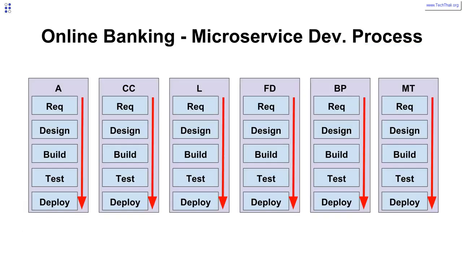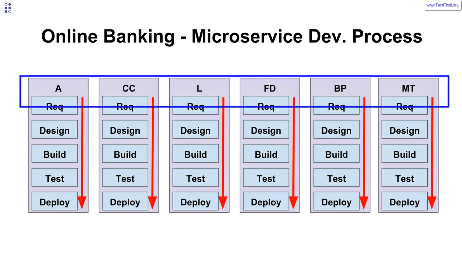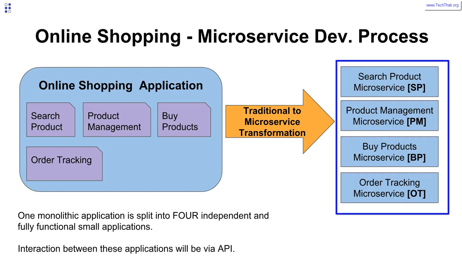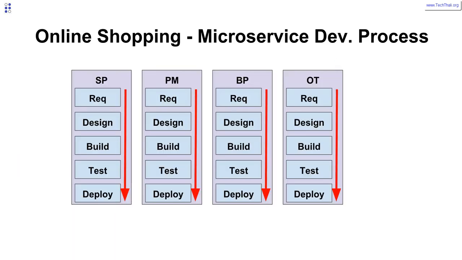Here is how the development process looks like for microservices. Each microservice will go through a similar workflow as that of the traditional application development process. In this example, there are 6 streams of development, one for each microservice, happening in parallel. Now consider the second example of online shopping application. Here the monolithic application is broken into 4 microservices. Development process is same as that mentioned for the online banking application. I hope we understood the high-level architectural differences between traditional and microservices.